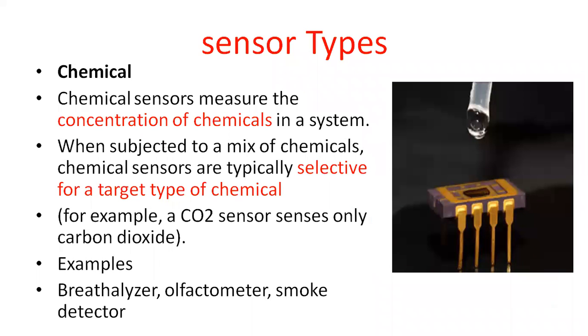Coming to the chemical sensor. The chemical sensor measures the concentration of chemicals in a system. This may be subject to a target type. For example, a CO2 sensor senses only carbon dioxide. These are different examples of chemical sensors. A smoke detector is a chemical sensor. It detects the smoke in an environment.